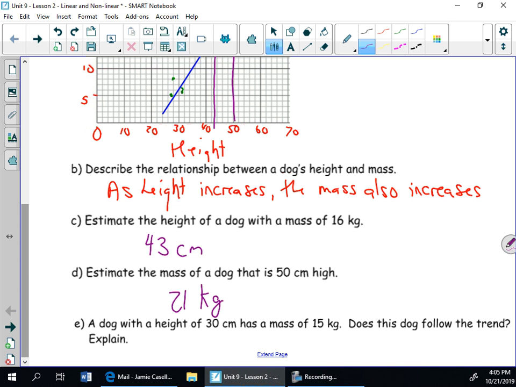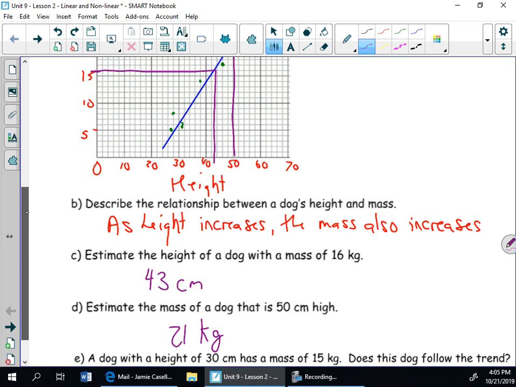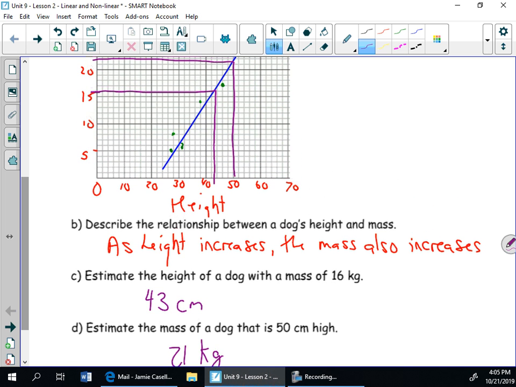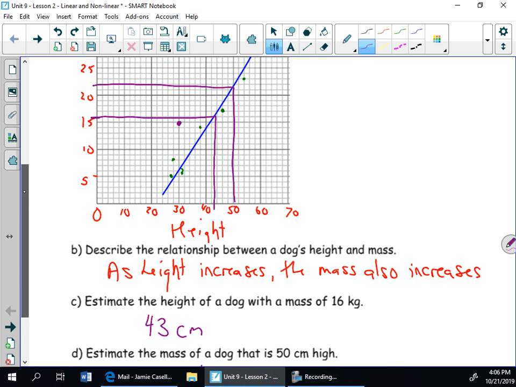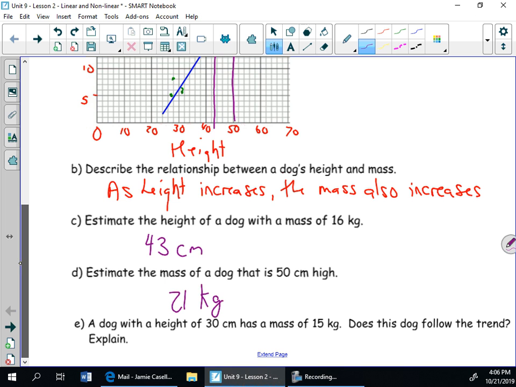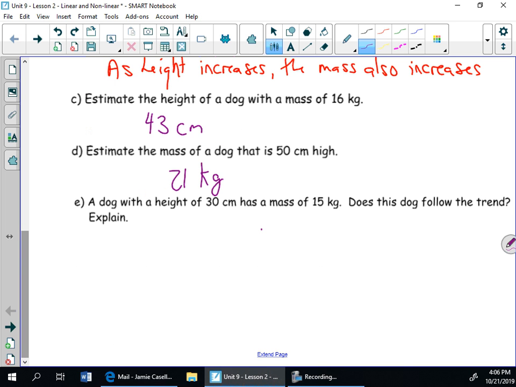A dog with a height of 30 centimeters has a mass of 15 kilograms. 30 centimeters, 15 kilograms. 30 and 15. That's right about there. Ooh, that's weird. Does this dog follow the trend? Well, let's take a look at our line of best fit compared to that dot. Doesn't that dot seem like a long way from the line of best fit?